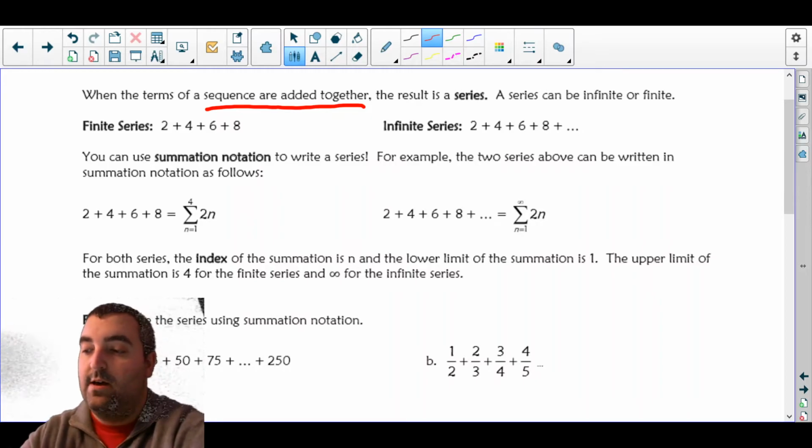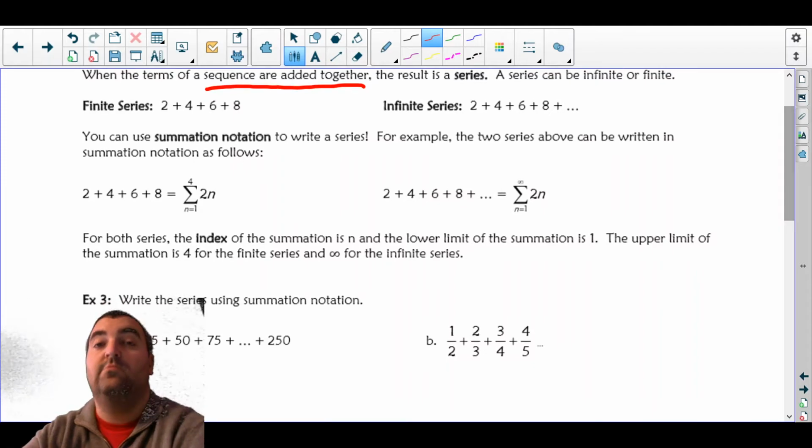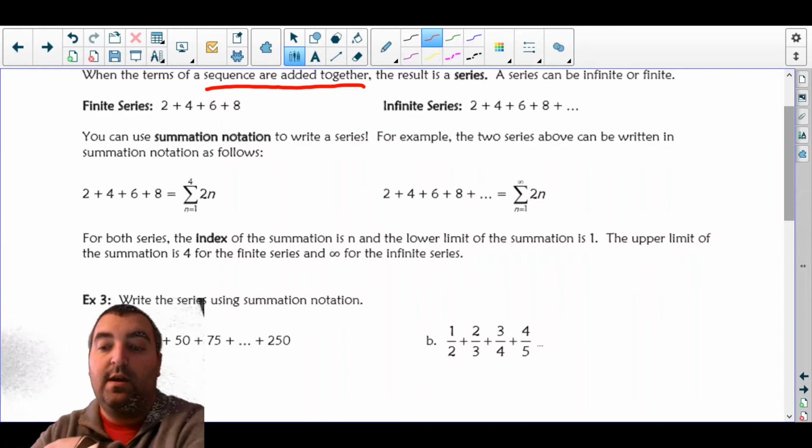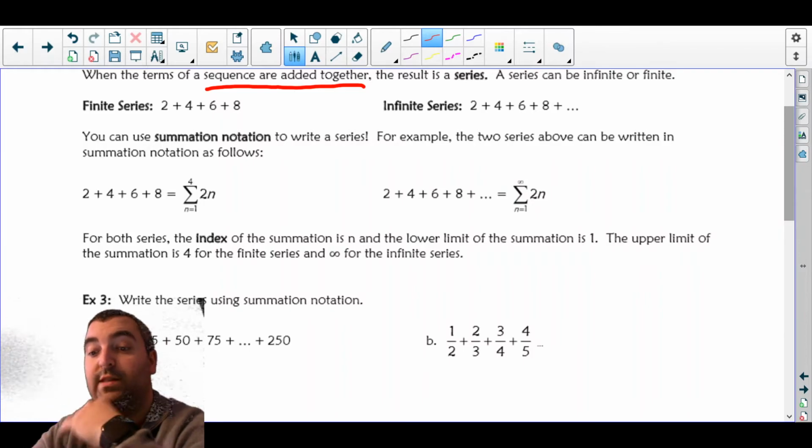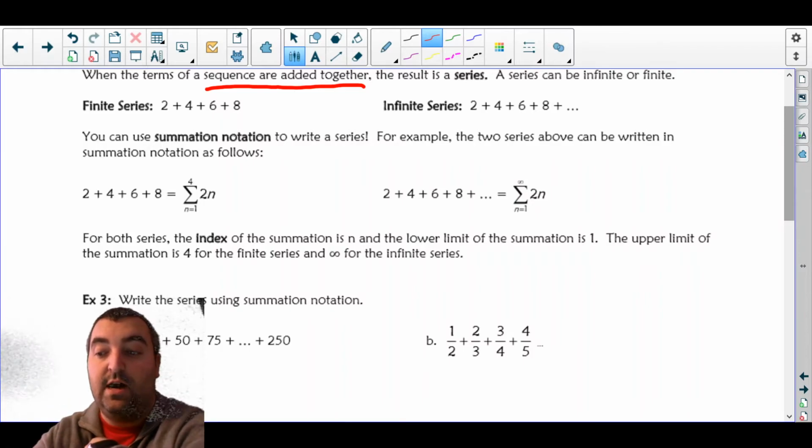There you go. Now, instead of writing out that whole sequence, that whole series, we like to use what's called summation notation to write these.